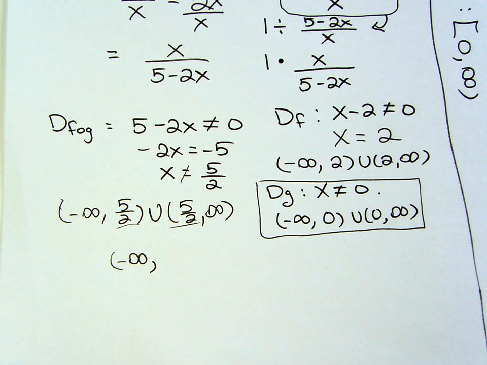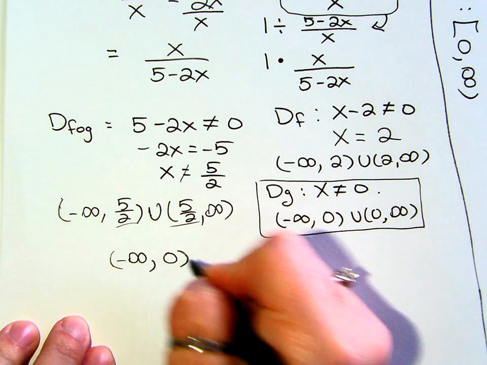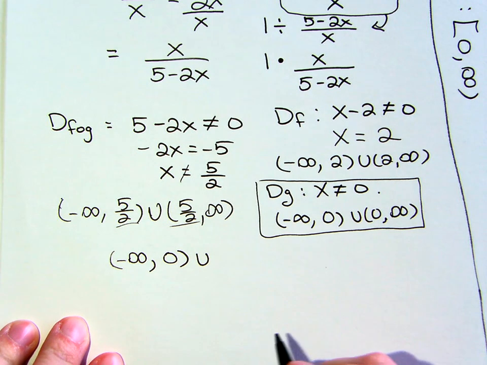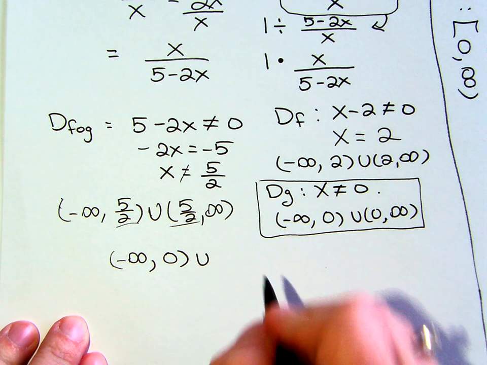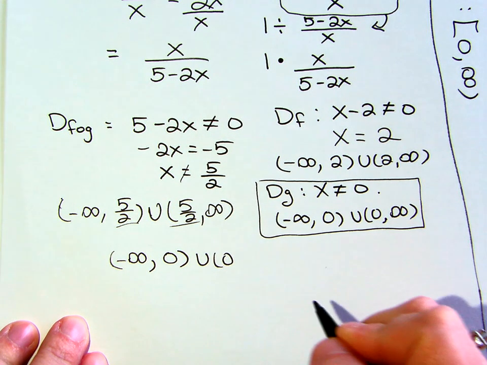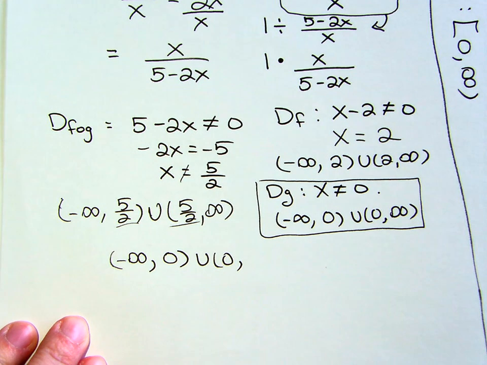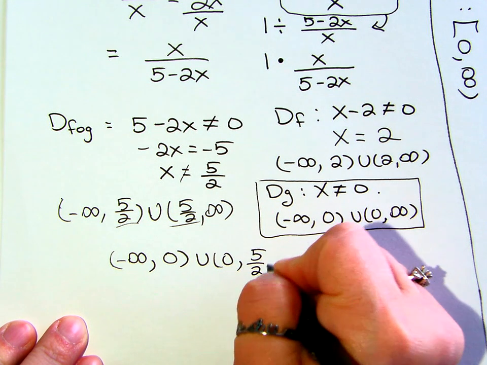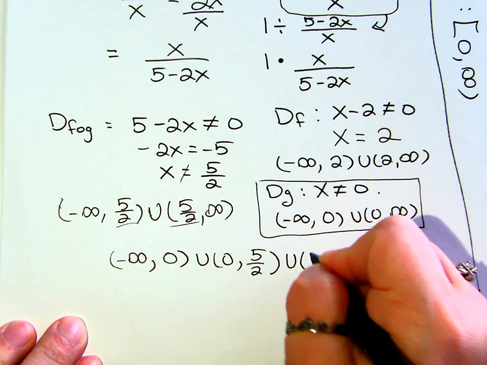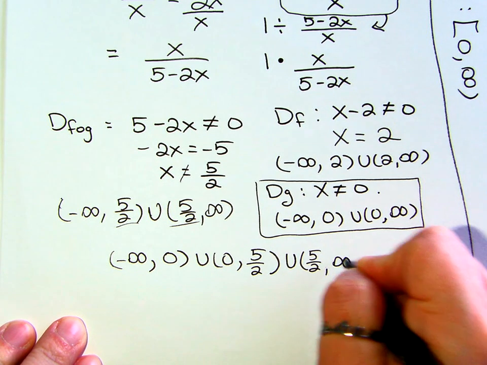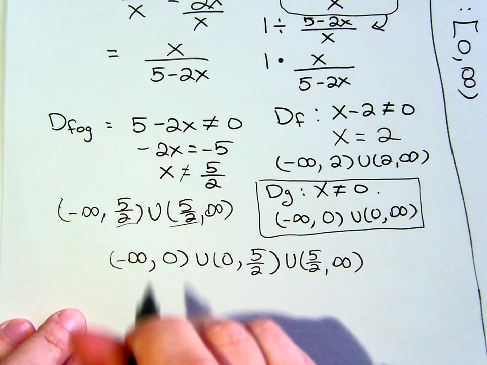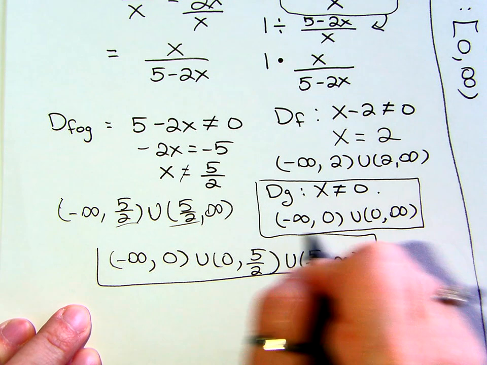Or which one's smaller, I guess, is the way to think of it. 0 is smaller, so we're going to hit it first. Then we're going to skip it. We don't want 0, we can't put it in our machine, it's going to break our machine. So we're going to skip over 0, and then we're going to move right along until we hit our next trouble spot, which is at 5/2. And then we're going to skip over 5/2 and go on forever, because those are our 2 trouble spots, and those are the ones that are going to break our machine if we try to put them through there.